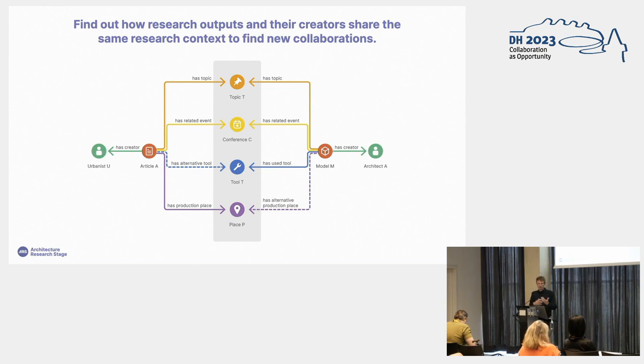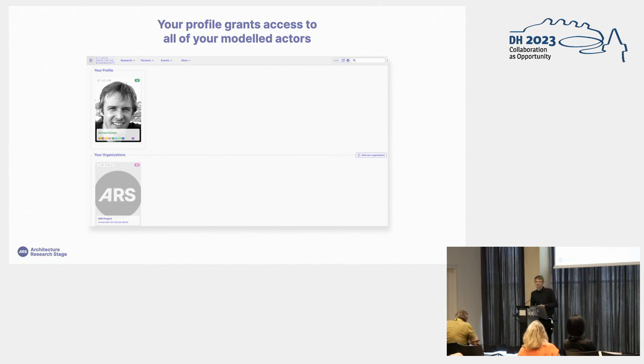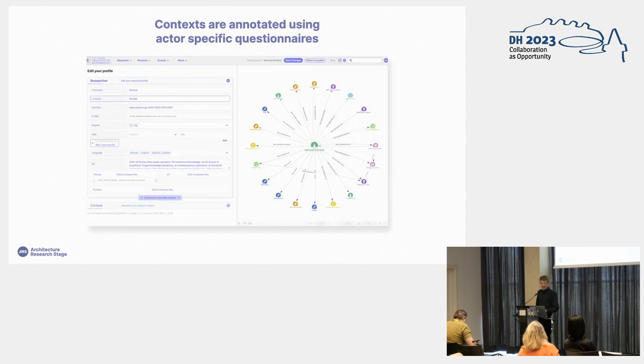And if you do this, you find how research outputs and their creators share the same research context, or find new collaborations. This is the idea and the model behind the architecture research stage. And you can do this in the architecture research stage by using your profile. On the profile, all your actors are displayed, and you can annotate the context by using actor-specific questionnaires. So here we have a questionnaire for your researcher profile where you can say, okay, these are my most important topics, or the methods I used, or the other persons I worked together with.